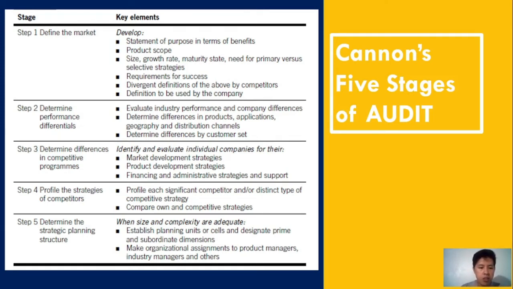And then we have to determine the strategic planning structure. So we have to establish planning units or cells and designate prime and subordinate functions. Make organizational assignments to product managers, industry managers, and others. So we have to determine what are these specific groups that would help enable the corporation or the company for a better future.